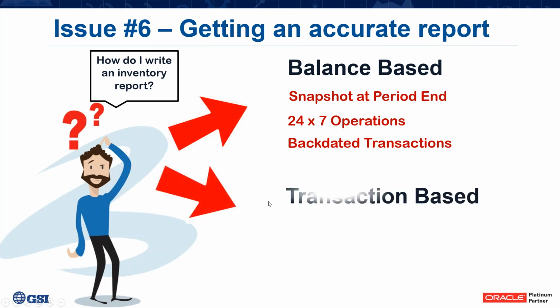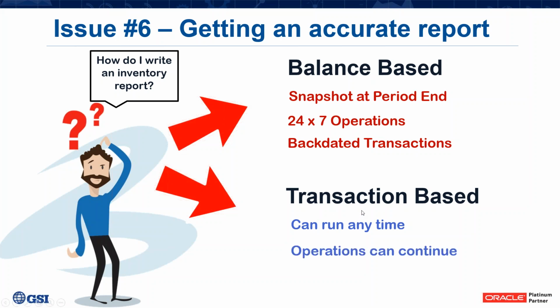Now, the second way that you can go about doing this is we can generate what's called a transaction-based inventory report. Basically, I'm just going to add up transactions. I don't care what the balance is, right? I'm going to take my transactions, which, by the way, if I add them up, should equal the balance, which is why we need to manage our cardex to make sure that they do. And then I can run this anytime, because once the period is over, I will not have transactions in that period anymore. So operations do not have to stop. I can bucket these transactions into the prior period and get my totals that way. So your operations can continue.